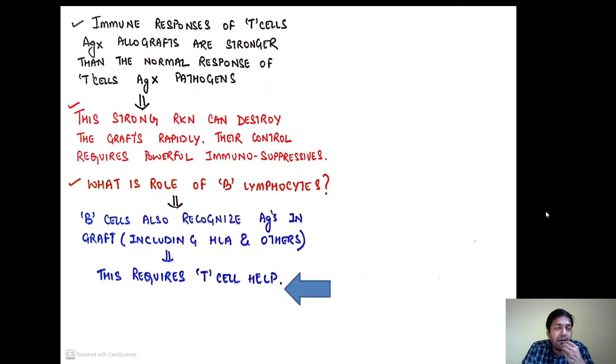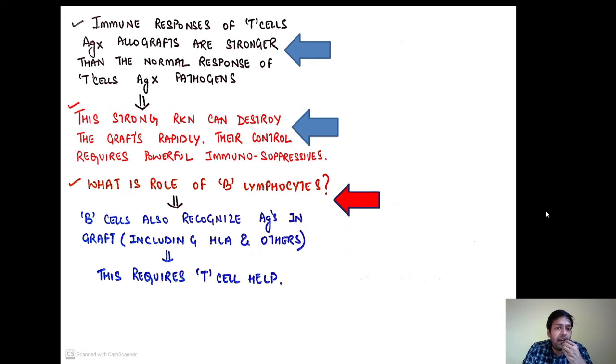Now remember that the immune response of the T cells against the allografts is much stronger than the normal response of the T cells against pathogens. This is the basic reason that this strong reaction destroys the grafts rapidly. That is why tissue rejection occurs very soon. So to control these rejection reactions, we need powerful immunosuppressants.